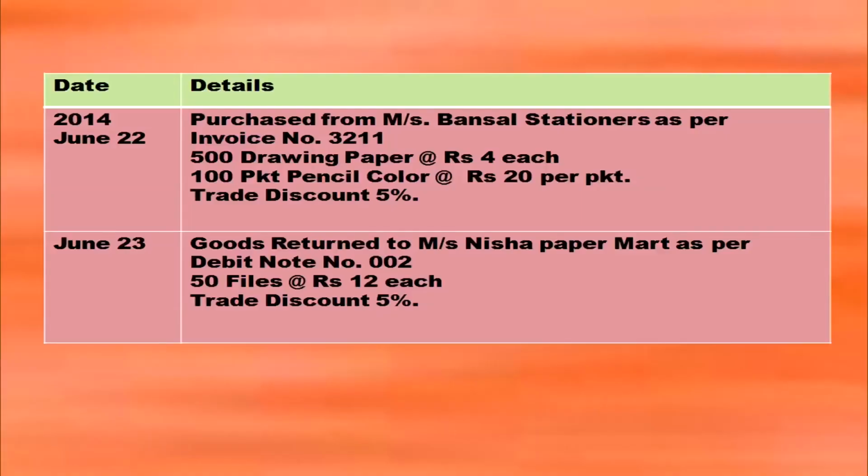Some more transactions are there in this question. So, we are moving to that. Purchase from Messrs. Bensel Stationers as per invoice, and 500 drawing paper is purchased. 10 packet pencil color is purchased. Trade discount at 5% is written in the question. June 23rd, goods are returned to Messrs. Nisha Paper Mart. So, you have to prepare two books here. One purchases book and another purchase returns book.